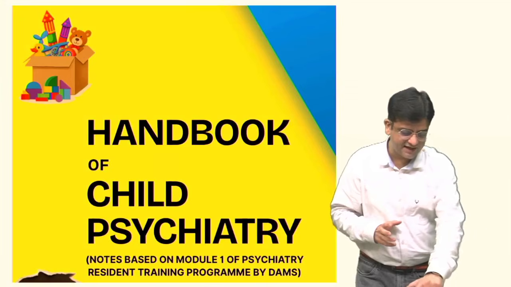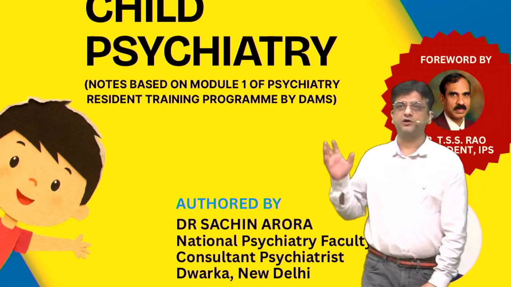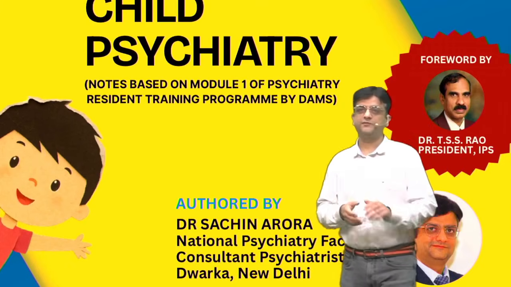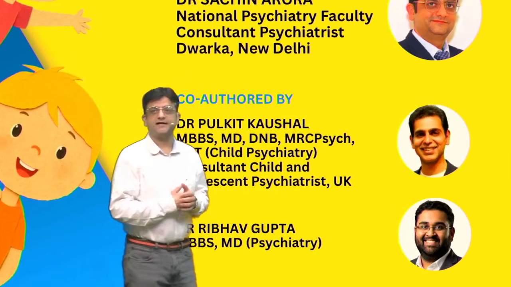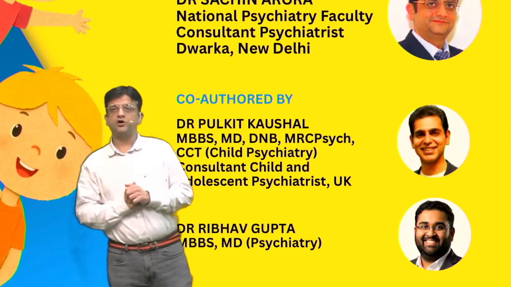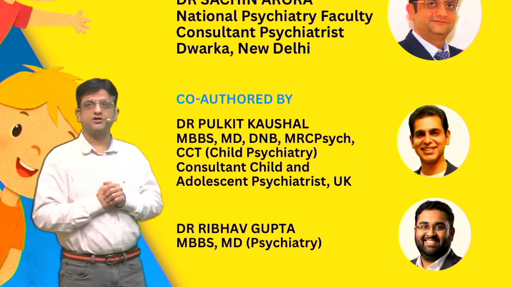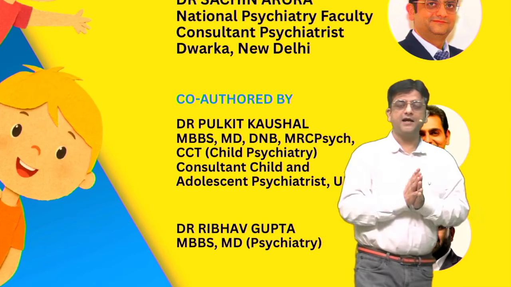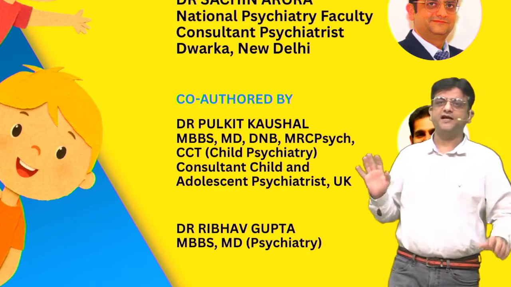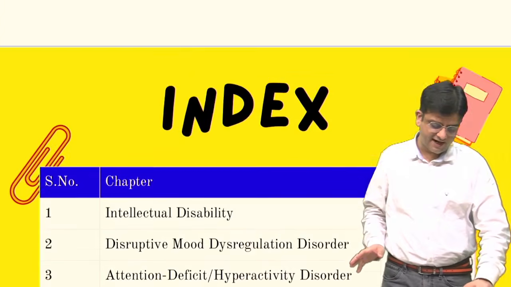So I came up with this idea of putting together this book, and I'm very thankful to Dr. Rao sir, who has written a very beautiful foreword for me. This book is not only by me, it is co-authored by my friend, child psychiatrist from the UK, Dr. Pulkit Kaushal, who has given an insight into the chapter on latest developments in autism spectrum disorders, and Dr. Ribhav Gupta, who has been the whole soul in editing, printing, typing. Everything has been done by my co-author, Dr. Ribhav Gupta. So I just want to tell you what this book has for you.